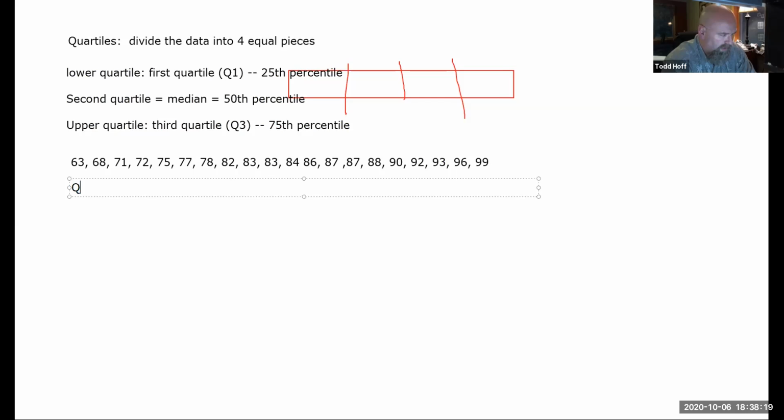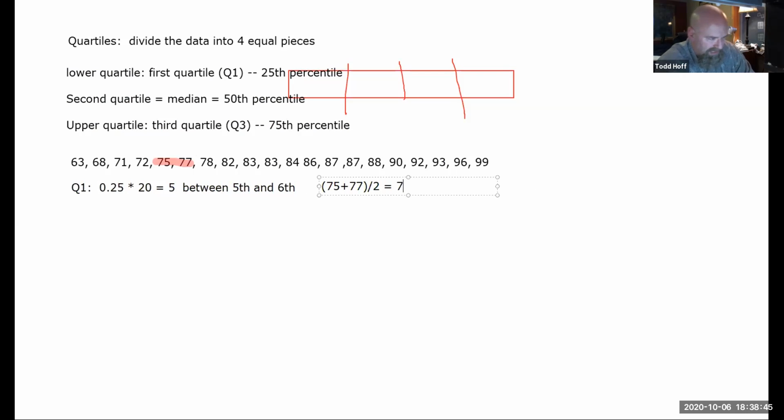Well, Q1 is 0.25 times 20, which equals 5. So it's between the 5th and 6th. The 5th number here is 75, the 6th number is 77. So technically we should do 75 plus 77 divided by 2, which gives us 76 as the first quartile.